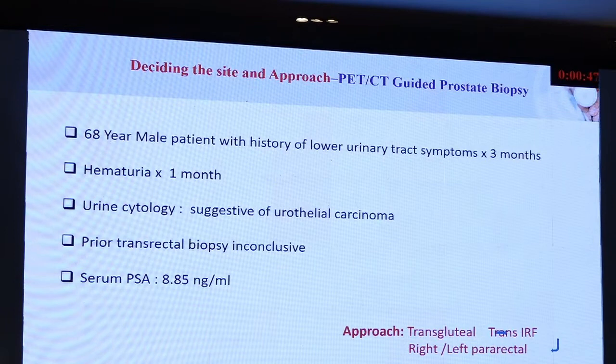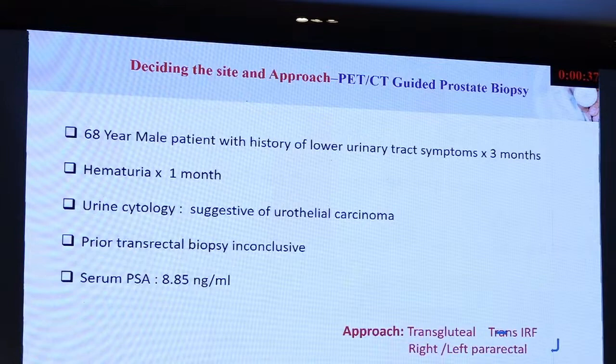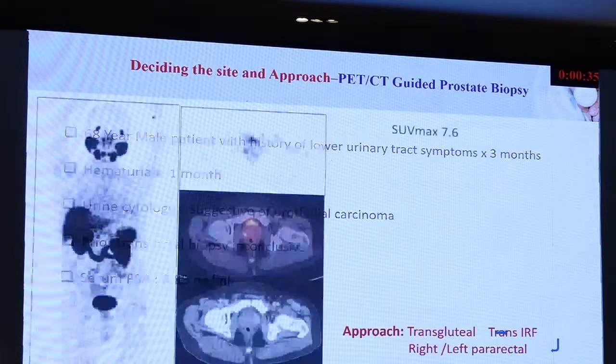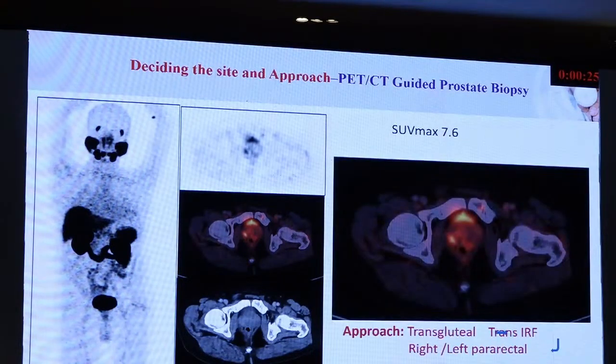Now, deciding the site and approach of the biopsy. A 68-year-old male patient with a history of lower urinary tract infection had hematuria. Urinary cytology was suggestive of urothelial carcinoma. A prior transrectal biopsy was done, and PSA was 8.8. So we did PSMA PET-CT. What was the approach for the PSMA PET-CT guided biopsies? This is transgluteal, through the ischial fossa, right or left pararectal approach, then going to the prostate and taking biopsy from the prostatic lesions.